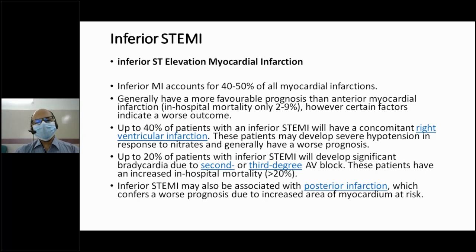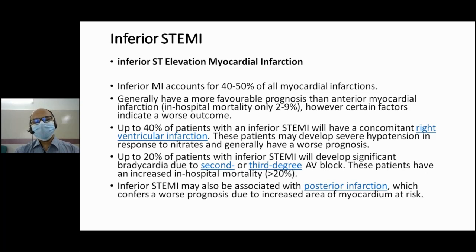So more or less 50-50. And generally a more favorable prognosis because this patient usually develops fewer complications, such as ventricular tachycardia, fibrillation, or pulmonary edema. And 40% of patients with inferior MI have right ventricular infarction sometimes. And this patient also develops severe hypotension in response to nitrate. And 20% of patients with inferior MI develop significant bradycardia, second or third degree heart block.